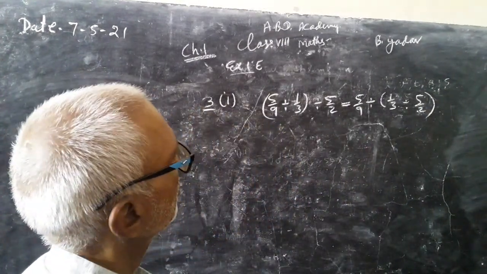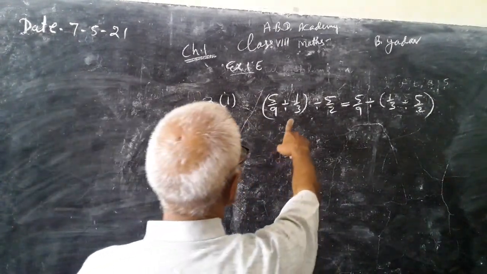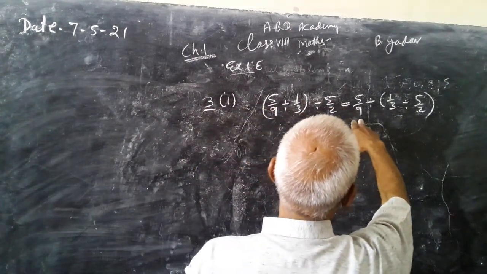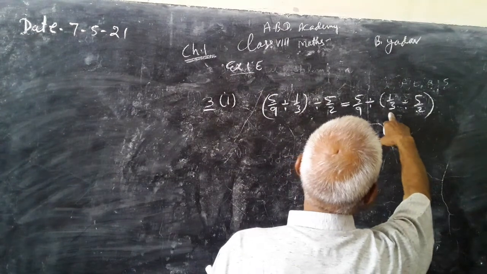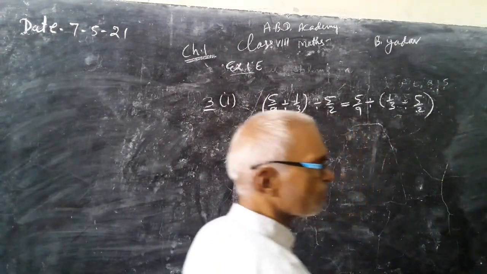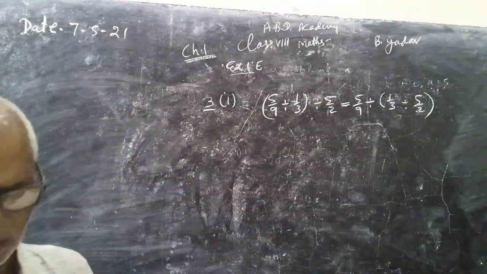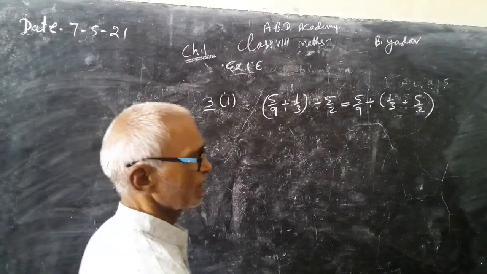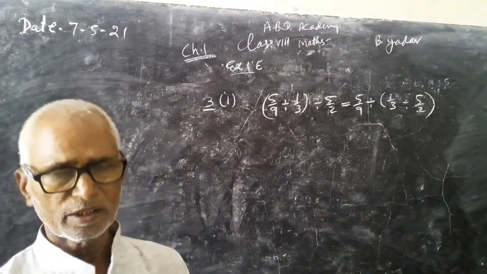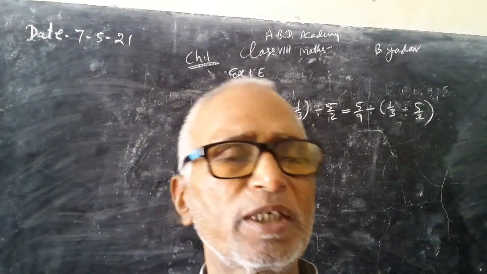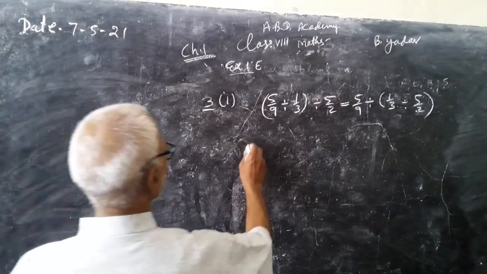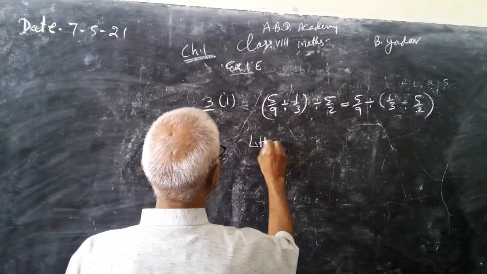This is a divided by b, the whole thing divided by c, and here is a divided by b divided by c. This will come false because rational numbers are not associative under division. They are associative under addition and multiplication, but not in subtraction and division. So remember it. Here I am showing you how it becomes false.